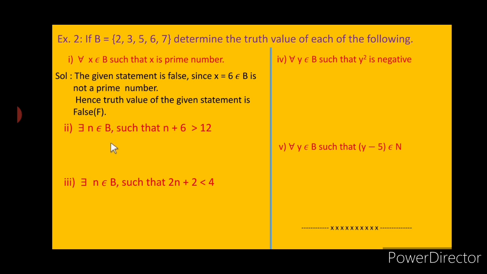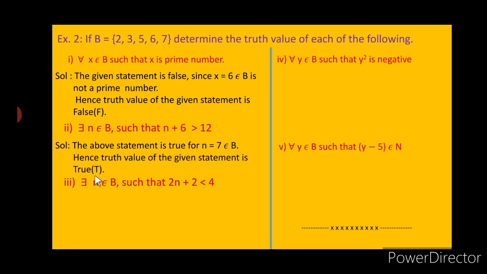Understood? Now the next one. There exists n belonging to B such that n plus 6 is greater than 12. Now when we use the quantifier there exists, if you could find at least one element which satisfies the given condition, then the statement becomes true. So over here you can consider the element 7. 7 plus 6 is 13, which is greater than 12. So we can write, the above statement is true for n equal to 7 belonging to set B. Hence the truth value of the given statement is true.